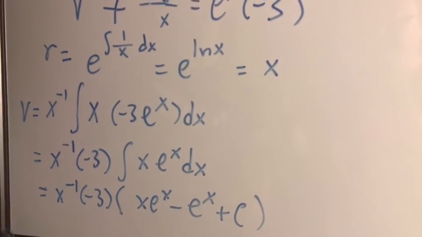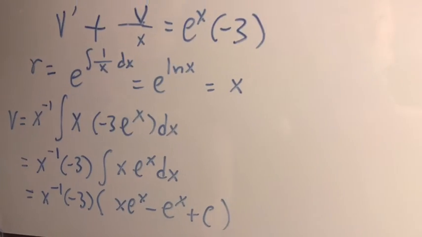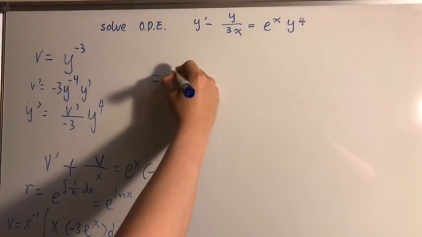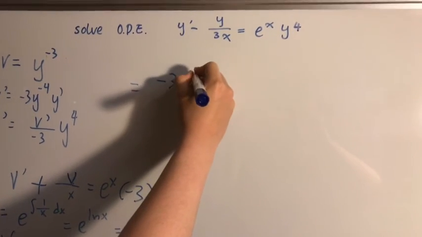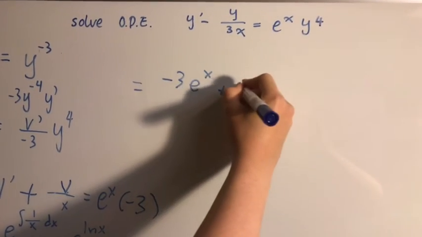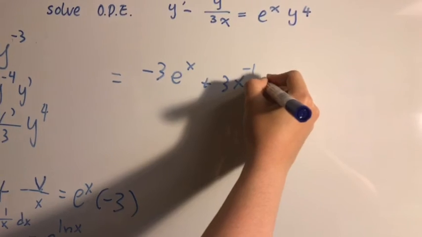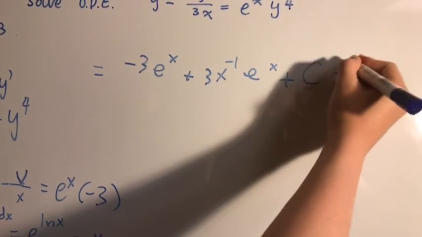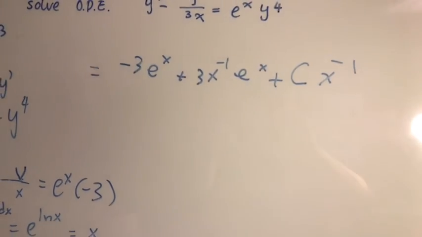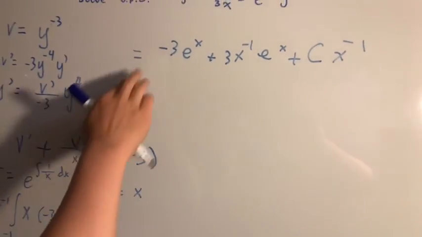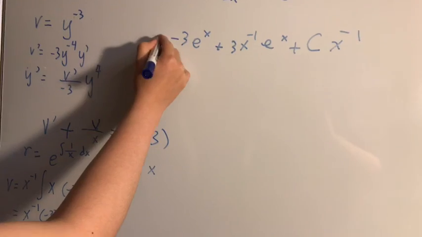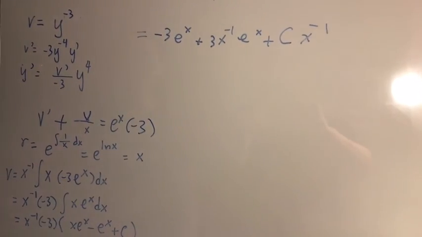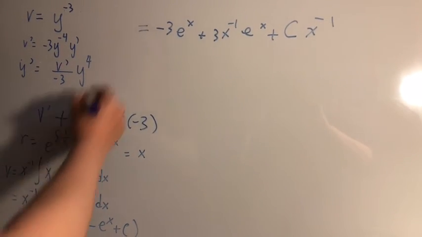So let's do some simplification. So we'll open brackets. That gives us negative 3 e to the x plus 3 x to the power minus 1 e to the x plus c x to the power of negative 1. The negative 3 is gone because that's a constant, and a constant times a constant is another constant, so I'll just leave it as c for constant. Okay, so what we have arrived at is v. We found v.